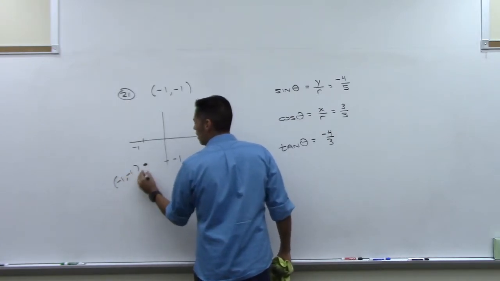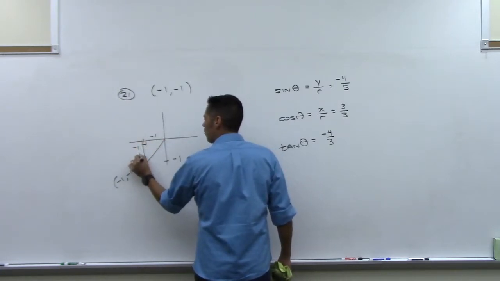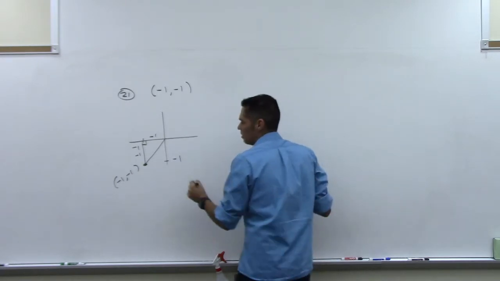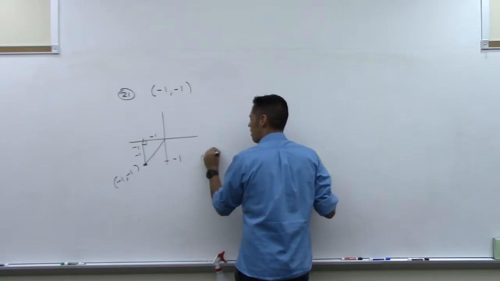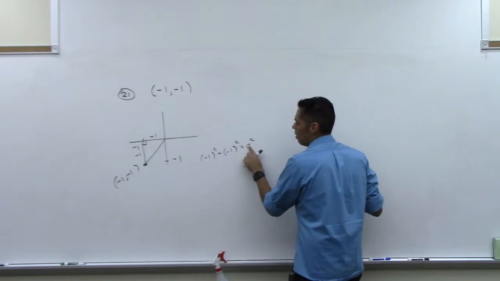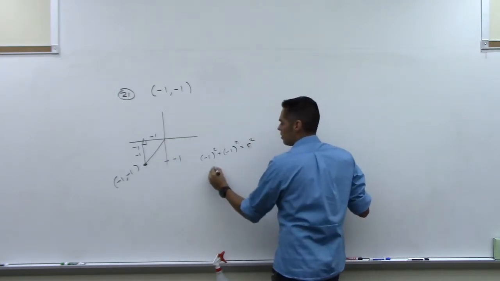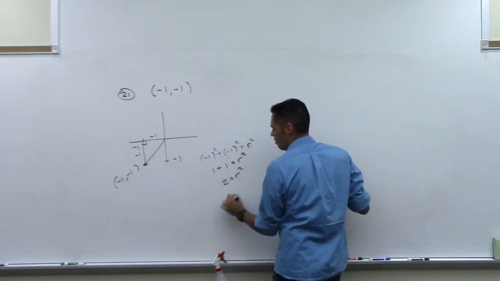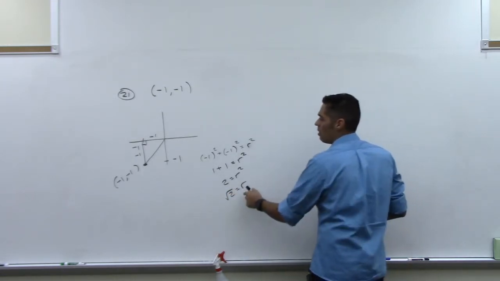-1, -1. So I could again construct a little right triangle here. If I wanted to find the radius, I could do a squared plus b squared is c squared. So I could have -1 squared plus -1 squared equals c squared. Or you could say r squared, because that's usually our radius. So this is going to be 1 plus 1 equals r squared. So this is 2 equals r squared. So root 2 is r. So now we know what r is.